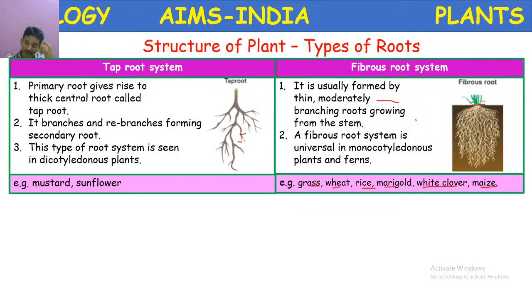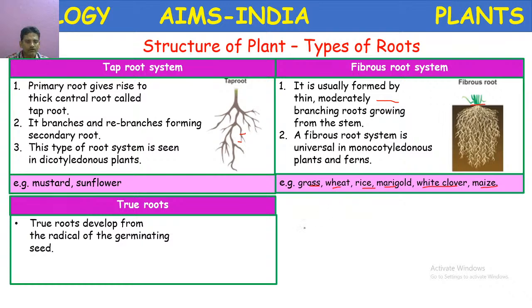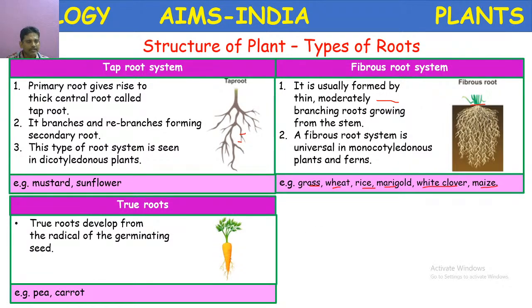So this fibrous root system, compared to taproot system, is different, but the function is the same. It also fixes the plant in the soil and helps in the absorption of water and mineral salts. Next, true root. Here true root means a single root is present, the main root. Example, carrot. Roots developed from the radicle of a germinating seed are called true root. For example, here carrot and pea are given.